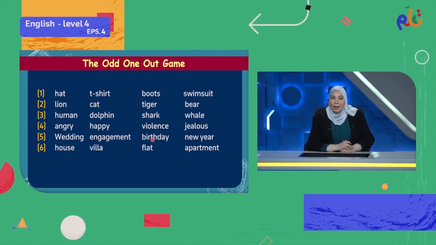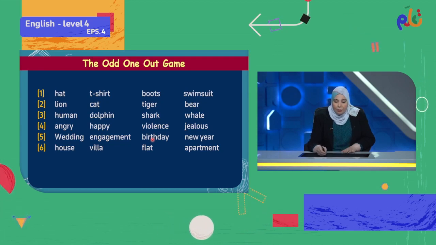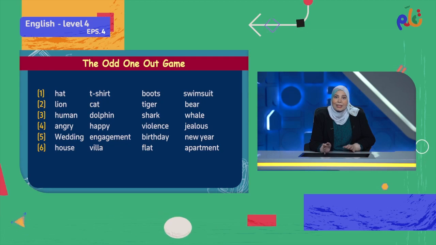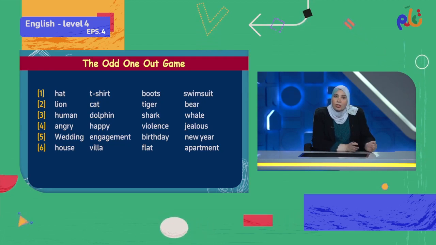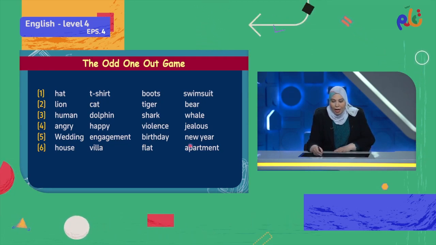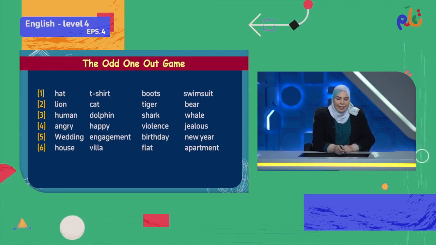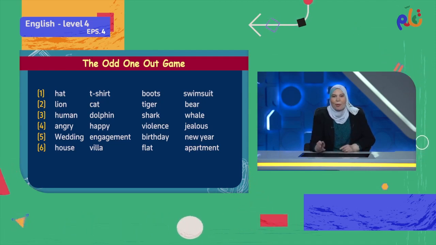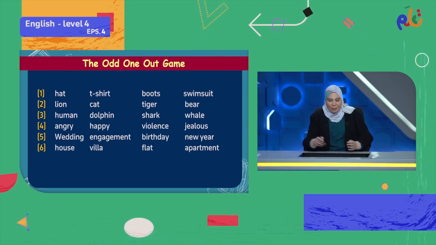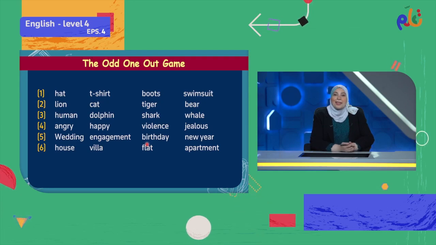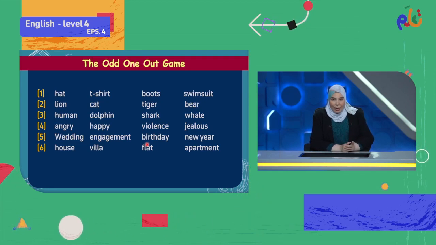Do you remember why? Because if we're talking about house, villa, flat, they are all British words, while apartment is American. Or we can say house, villa, apartment are American words, while flat is only British. So this is how we odd one out.